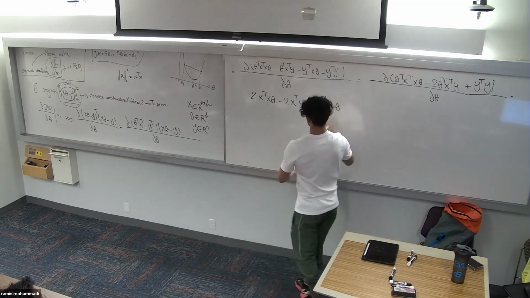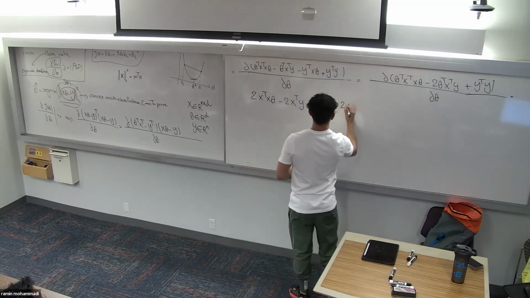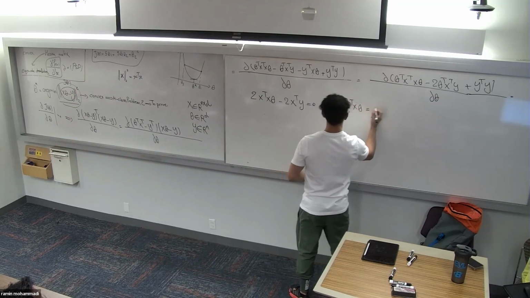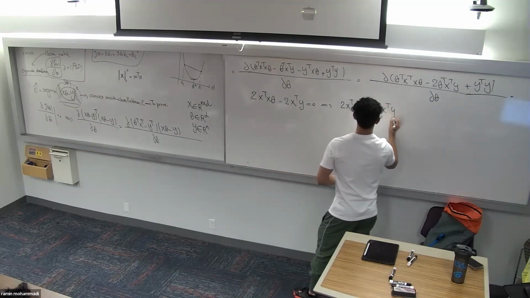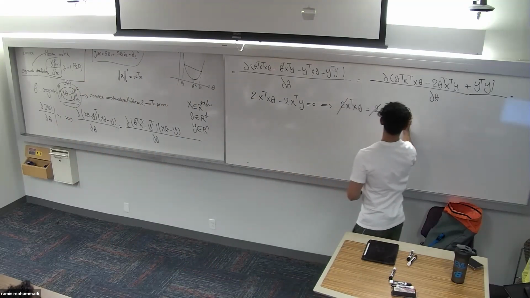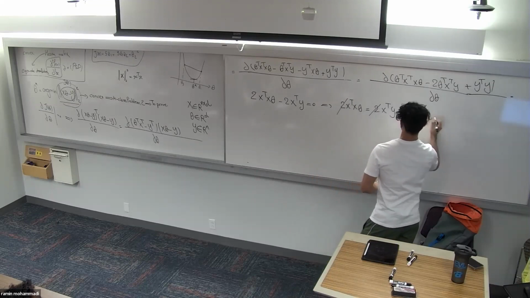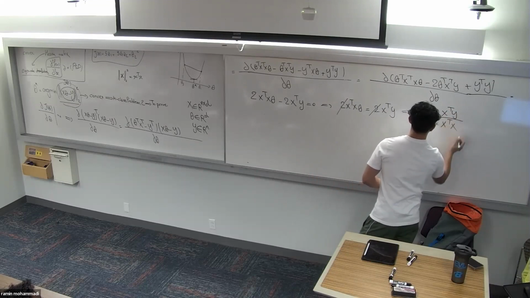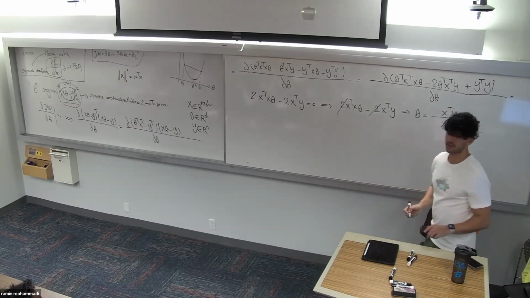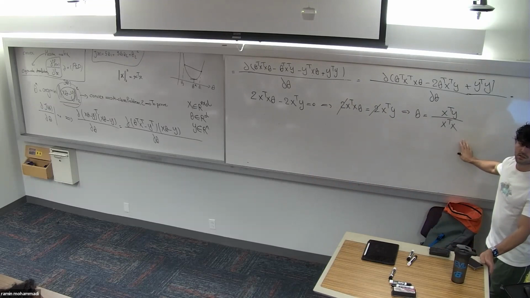Say that's right actually. 2X transpose X theta equals 2X transpose y. Drop the 2's. Okay. Theta equals X transpose y over X transpose X. Does this make sense? Now, X transpose X, what is that?